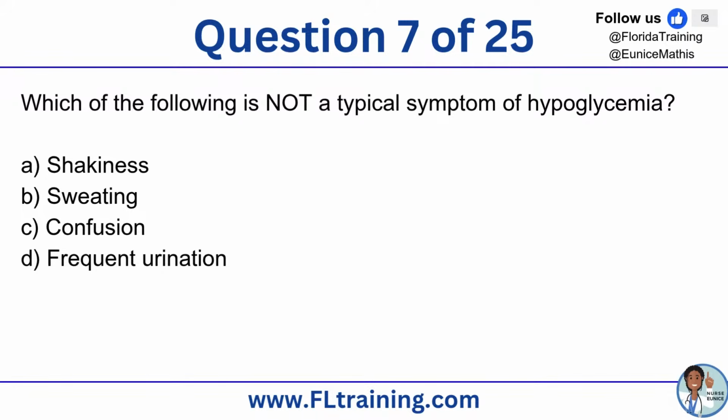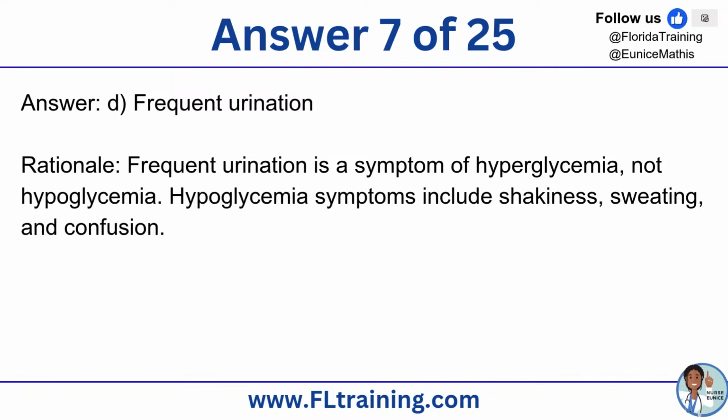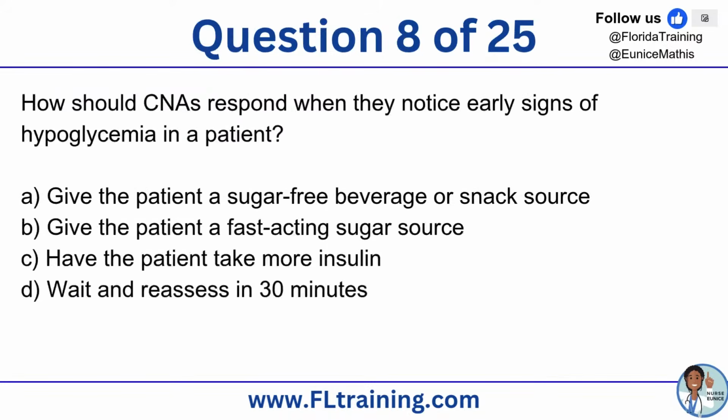And you are right. For hypoglycemia, it is D. Remember, frequent urination is a symptom of hyperglycemia. Hypoglycemia symptoms include shakiness, sweating, and confusion. We call that diaphoresis. Whenever they start sweating, they can become really pale, and they could actually become really hard to arouse. All of that would indicate a medical emergency. You stay with the patient and get that nurse in the room right away.